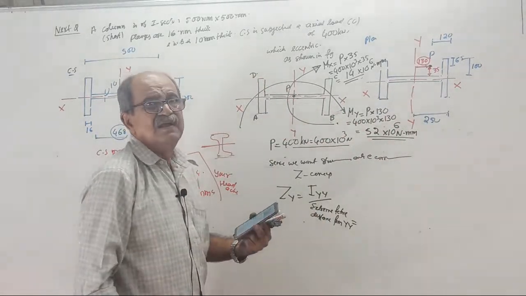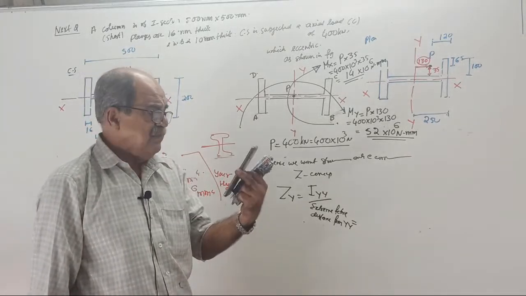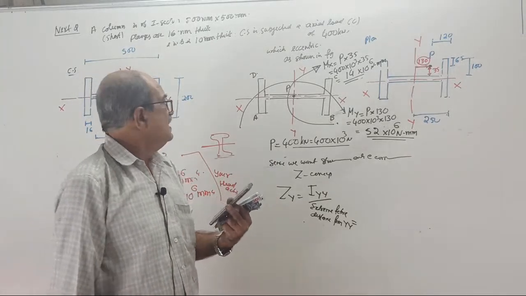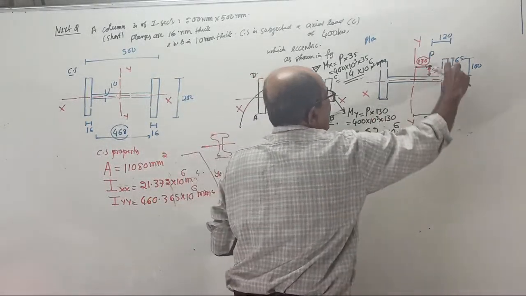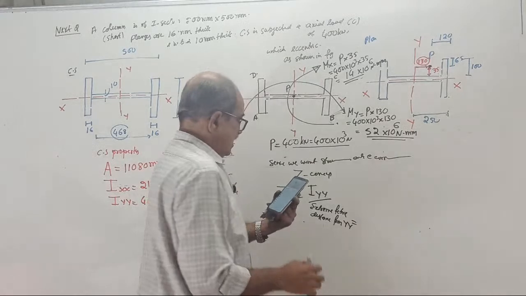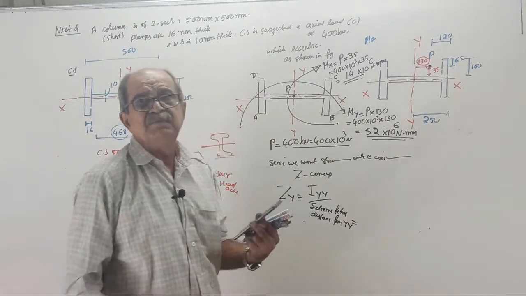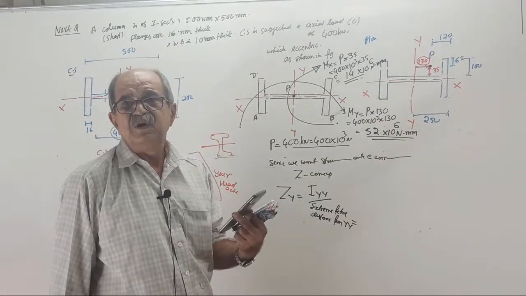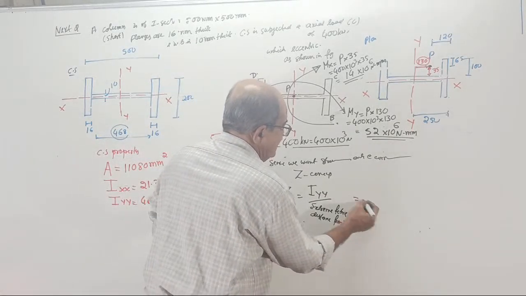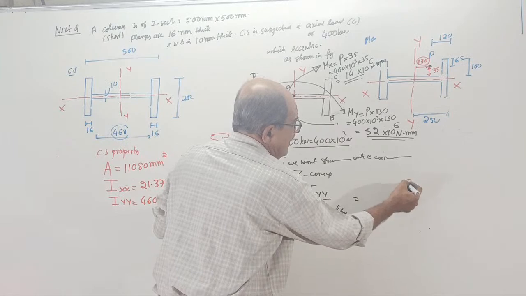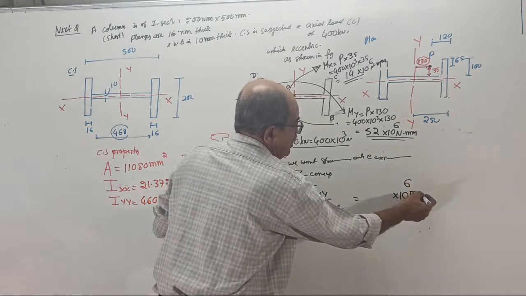How much is the answer? Z about YY, I about YY by how much? Distance, I have not written here. If this is 250, this is also 250. I about YY by Y maximum. What is Y maximum? 250. Tell the answer in 10 to the power 6 millimeter cube.